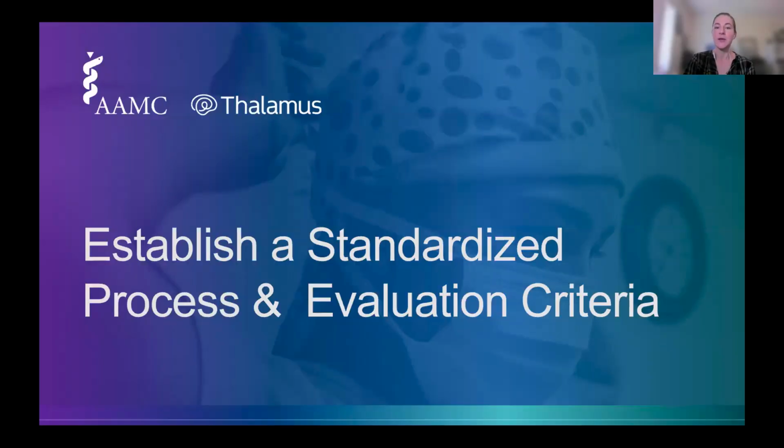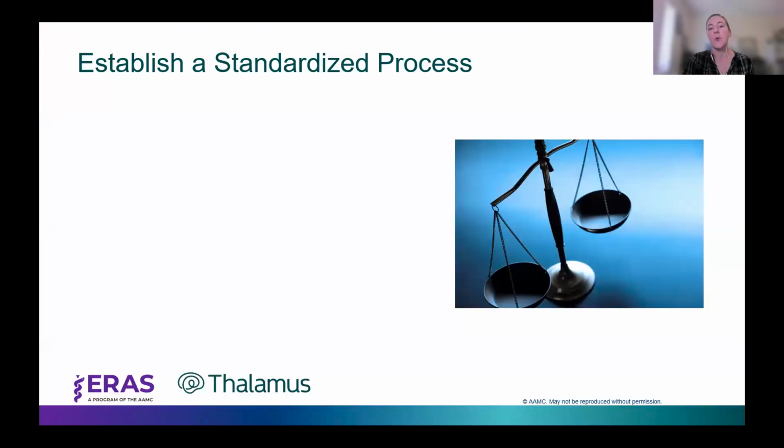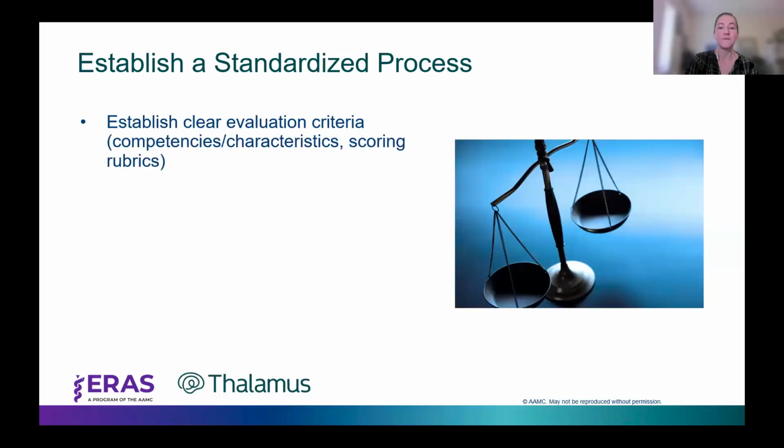So let's start with the process for establishing some evaluation criteria. Before reviewing applications, it's really important that you and your reviewers are on the same page as to when and how you'll consider information to evaluate applicants. So creating evaluation criteria, or identifying the competencies or characteristics that you want to evaluate, and then having scoring rubrics to evaluate them really ensures that applicants are evaluated against a common standard and helps to mitigate potential bias.